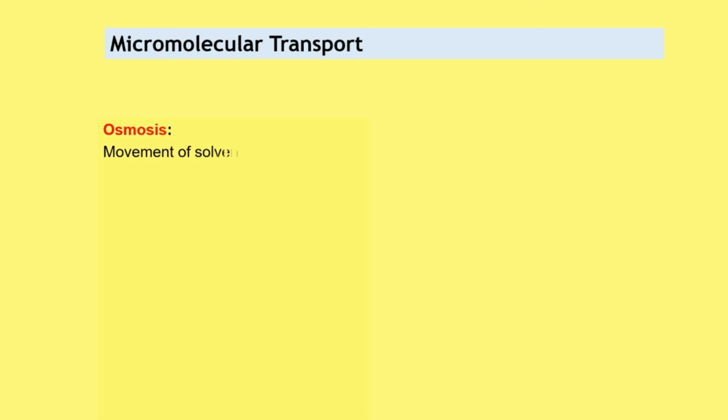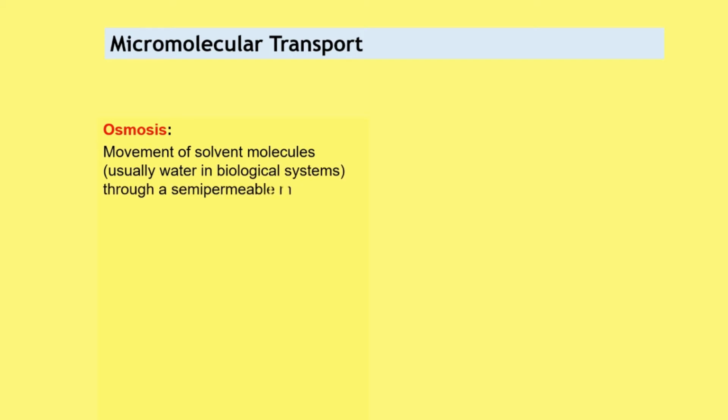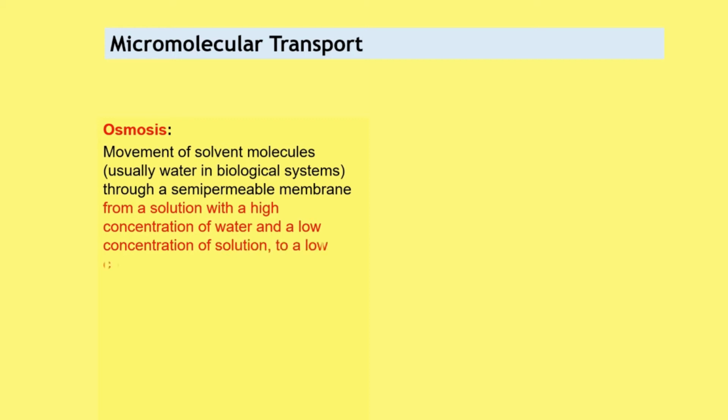Osmosis. Movement of solvent molecules, usually water in biological systems, through a semi-permeable membrane, from a solution with a high concentration of water and a low concentration of solute, to a solution with a low concentration of water and a high concentration of solute.